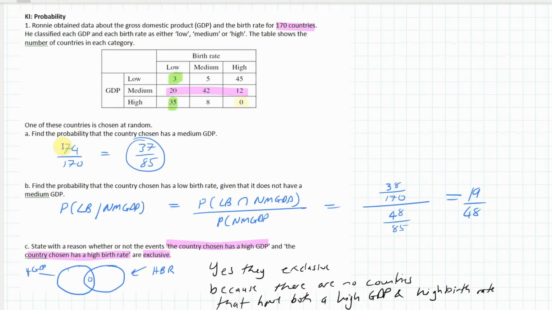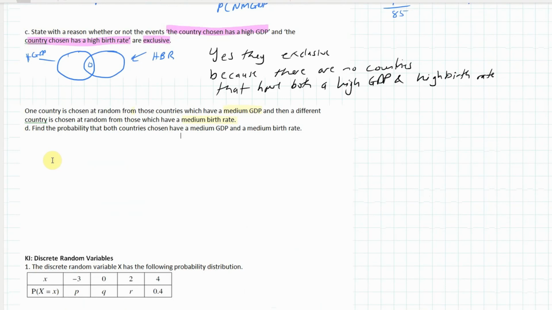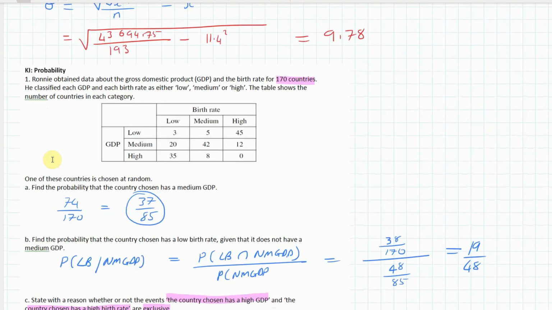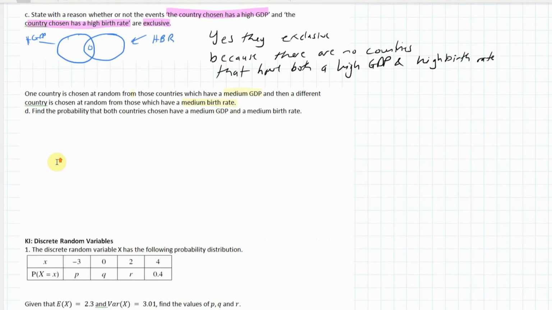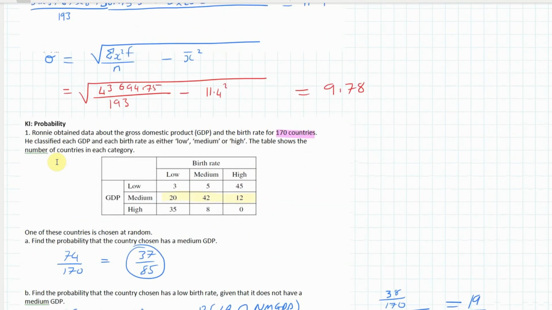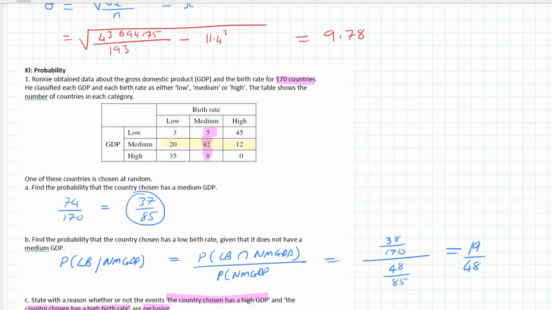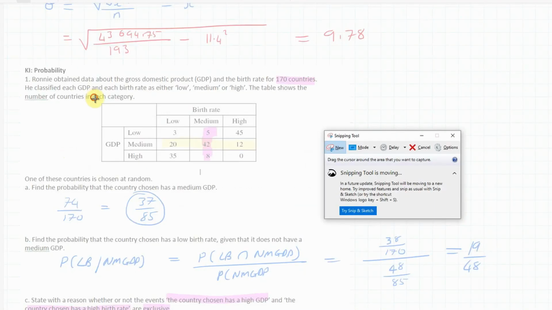Okay, so let's go back to our two-way table here. What is the chance that we pick something? We've got to pick the first country from a group that have medium GDP. So we go to our medium GDPs, and here are our medium GDPs. And then after that, we're going to pick one at random from those that have a medium birth rate. So we're going to go downwards here. And we want to know the chance. Maybe I'll copy this down so I don't keep on having to scroll back and forth.